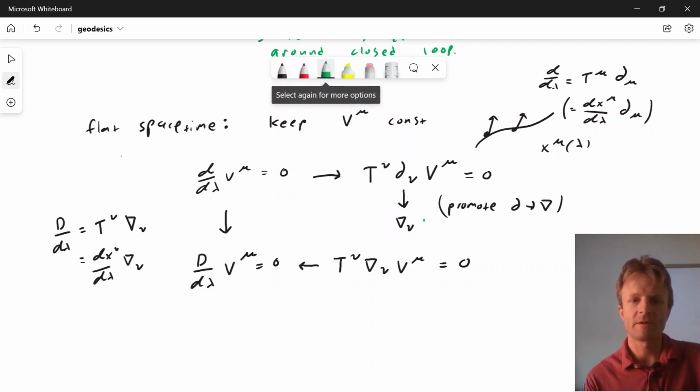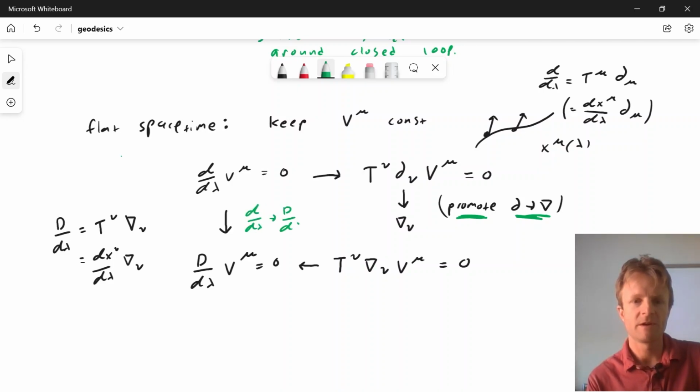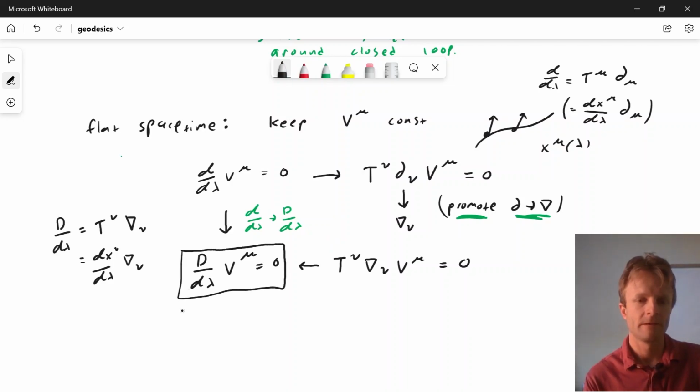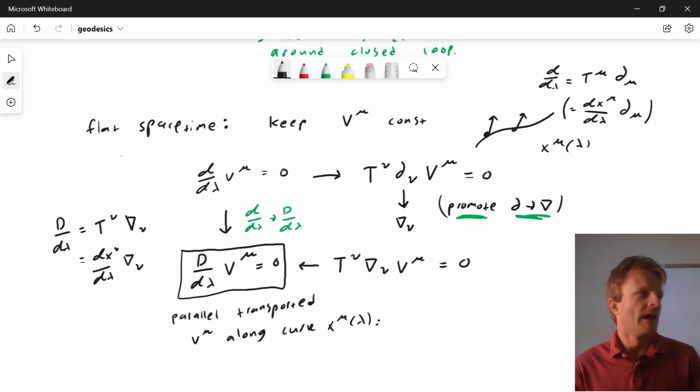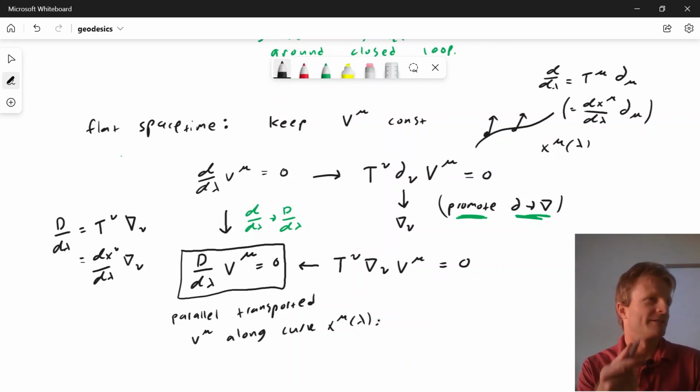Okay, so what we've done is promote the partial derivative to the covariant derivative. This is d by d lambda goes to capital D by d lambda. And this is going to be our equation of parallel transport. This is what we mean when we say you've parallel transported v mu along this curve, x mu of lambda. That corresponds to the instruction that you keep your pen pointed in the same direction as you walk.